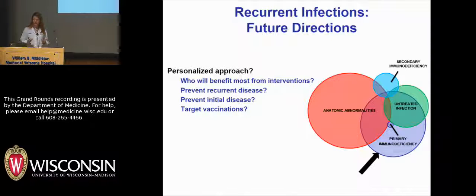And some questions I'm hoping we can answer with more personalized medicine is, who will benefit most from some of our interventions? Are there people that would benefit most from prophylactic antibiotics for cellulitis or for IVIG and for various interventions? Is there a way that we can prevent recurrent disease knowing the genotype of the patient? Is there a way we can prevent some of the initial diseases? And then is there a way we can target vaccines better?